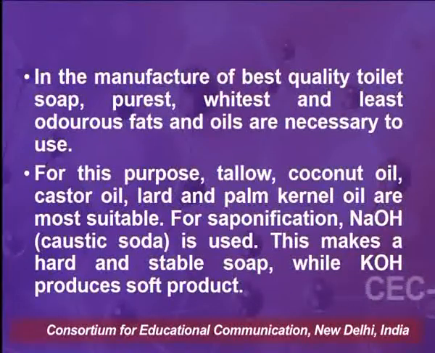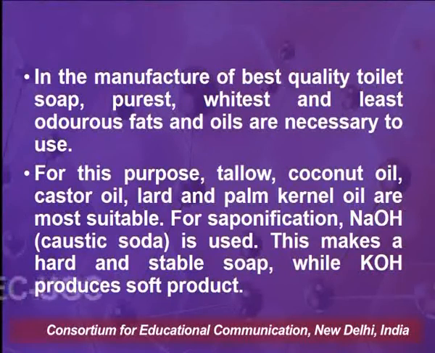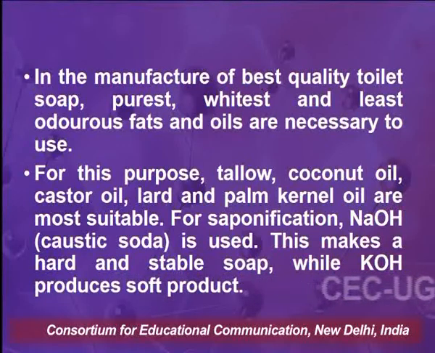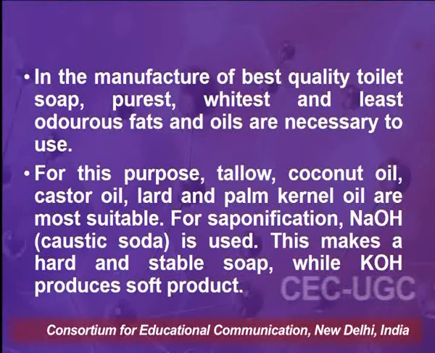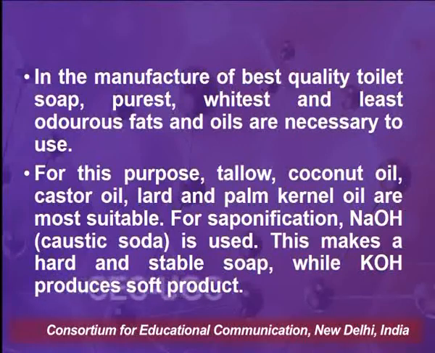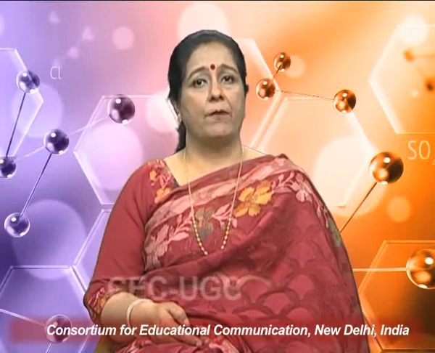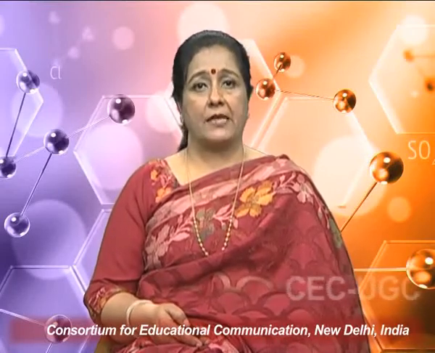In the manufacture of best quality toilet soap, the purest, whitest and least odorous fats and oils are necessary to use. For this purpose, tallow, coconut oil, castor oil, etc. are used. For saponification, NaOH is used. This makes a hard and stable soap while KOH produces a soft product. The quality of soap also depends upon the proportion of tallow used. If it is replaced by hardened oil, a greater amount of coconut oil is used together with some resin, the purpose of which is to make the finished soap sufficiently plastic for milling.